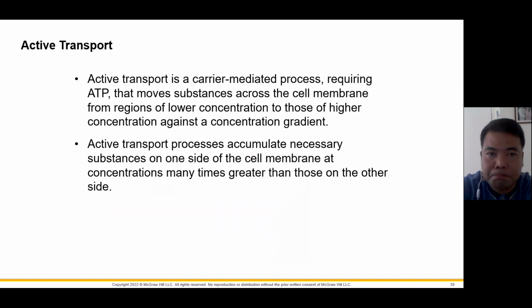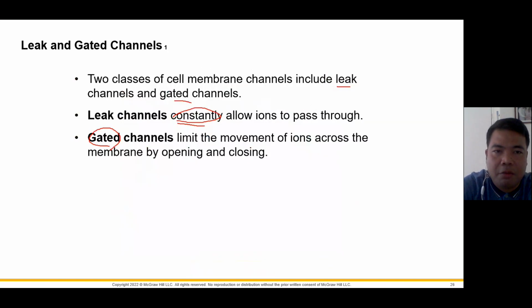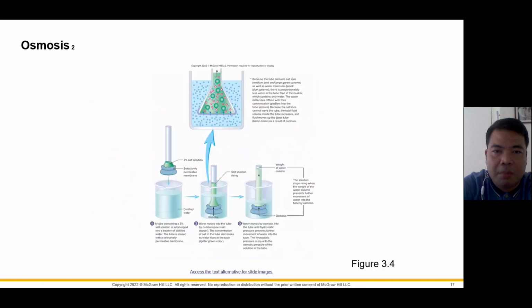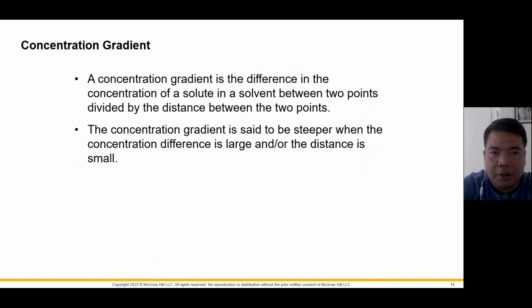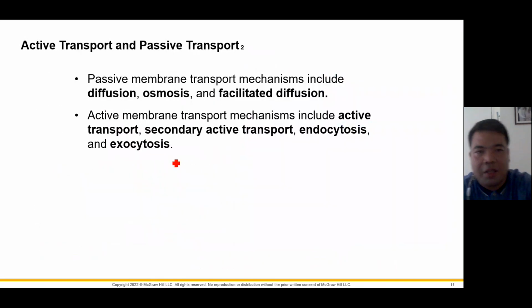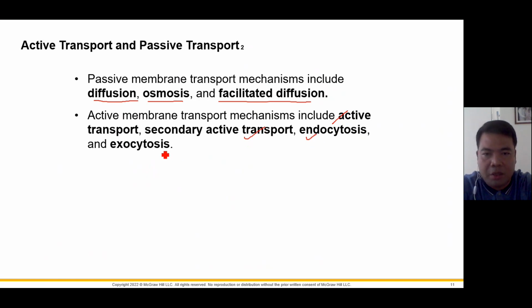So we are finished with passive transport. Going back to our first slide, we said passive transport mechanisms include diffusion, osmosis, and facilitated diffusion. Now we move to the active membrane transport mechanisms. What are they? Active transport, secondary active transport, and endocytosis and exocytosis.